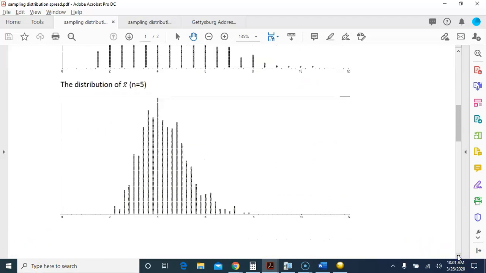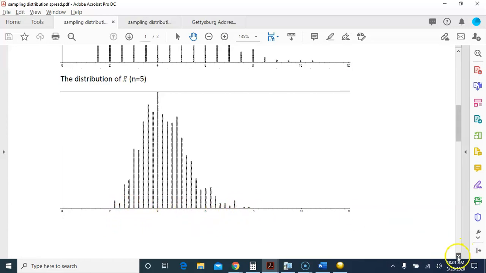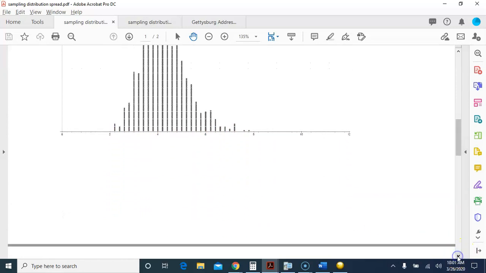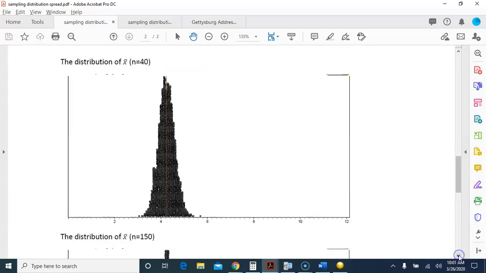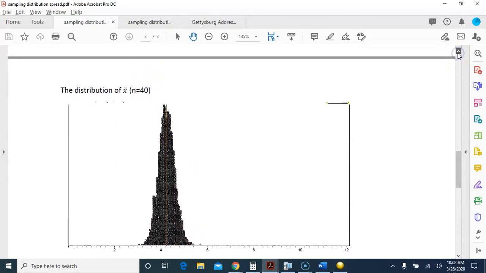If the sample size is 5, then the distribution of x bars looks like this. All of the x bars are between roughly 2 and 8. If the sample size is 40, now the x bars are much more tightly bunched, and pretty much all of the x bars are between 3-ish and 5-ish. So the point is that as the sample size gets bigger, in this case it's 40, the spread of the x bars gets smaller.